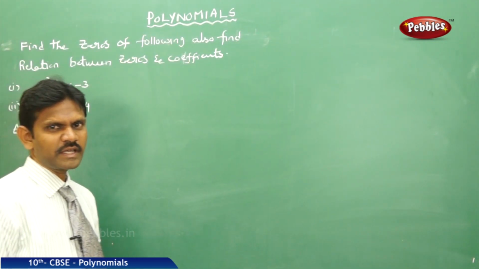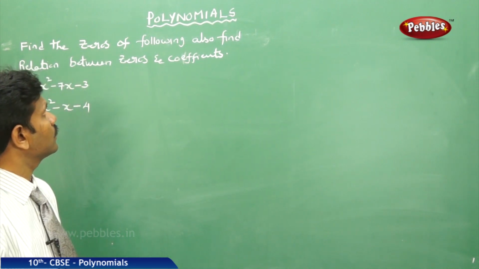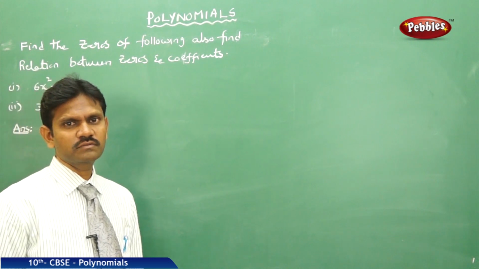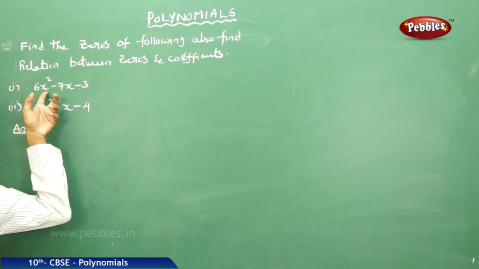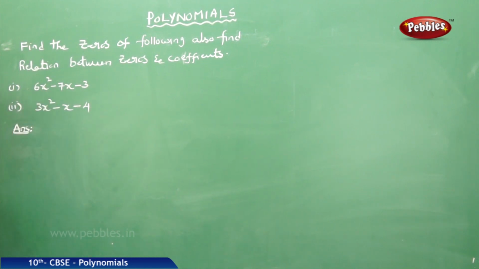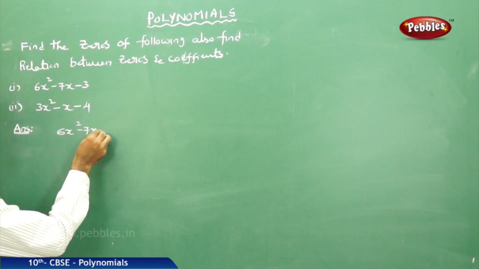Okay, the next important method from polynomials we will discuss today is the relation between zeros and coefficients. Now, our first question is 6x square minus 7x minus 3.